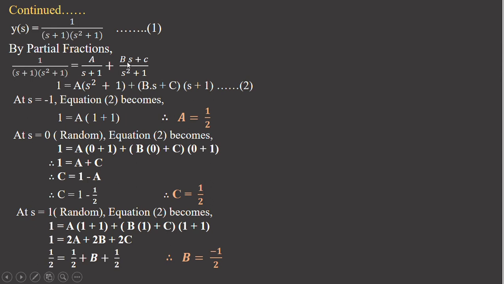So we will write it as (Bs + C) upon (s² + 1). Fine. Cross multiply, cancel the denominator from both sides. This will be the required second equation: 1 is equal to A into (s² + 1) plus (Bs + C) into (s + 1). The cross multiplication.